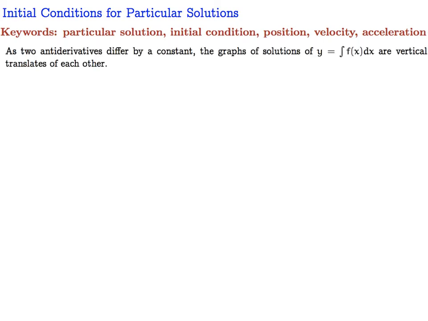The key idea we want to recall from yesterday is that two different antiderivatives differ by a constant. That is, graphs of solutions to this problem of the indefinite integral are going to be vertical translates of each other. And let's see this better with an example.